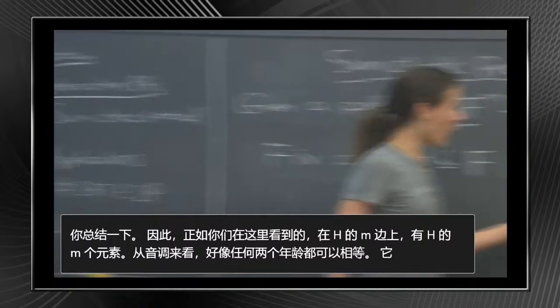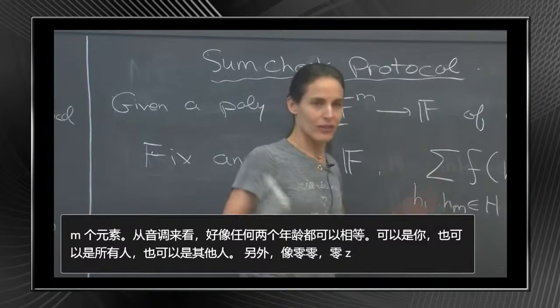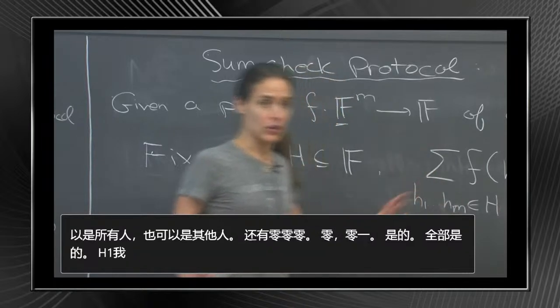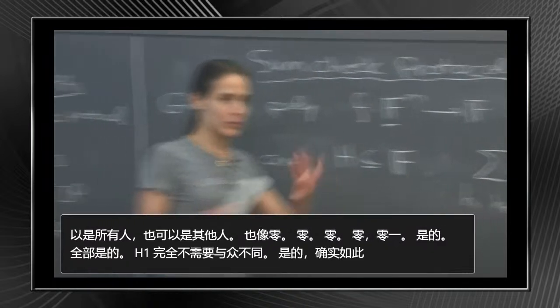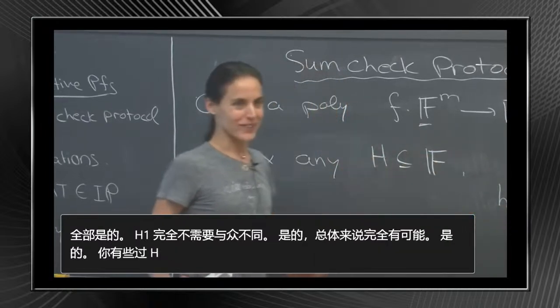It can be, you sum over all of them. You sum over also like 0, 0, 0, 0, 0, 1, yeah, all, okay. Yeah, h1 and h2 do not need to be distinct at all. Yeah, exactly. You sum over all possible h to the m elements, each one over all the possibilities. Good? Other questions?